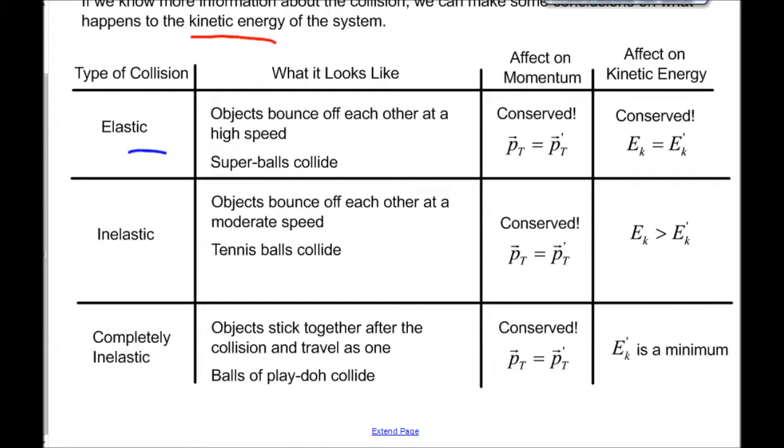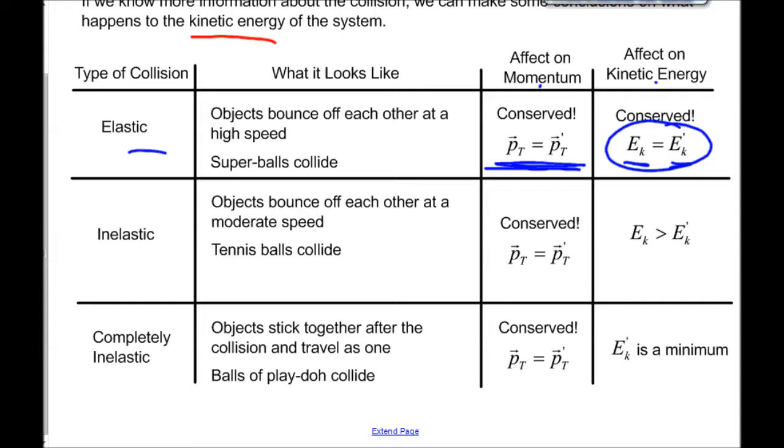In any collision that's elastic, the objects bounce off each other at a very high speed. An example might be when you throw two superballs together. What we can say about momentum is that it is conserved: momentum before is equal to momentum after. But something even more special about elastic collisions that separates them from the other kinds is that kinetic energy is conserved. The kinetic energy before the collision is the same as the kinetic energy afterwards, which means no energy is lost to other forms. I'll jump to the bottom one here.